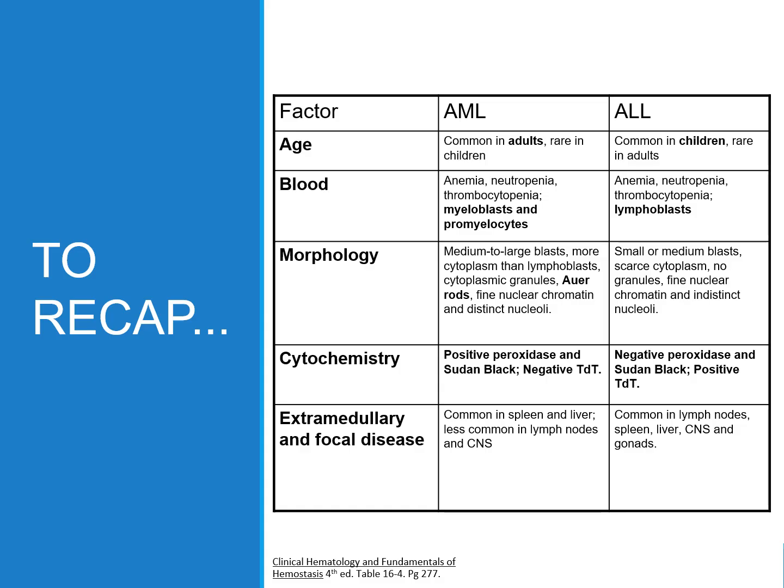Now with ALL, we might see small or medium blasts with very little cytoplasm. We won't see granules in those. We may have fine nuclear chromatin and indistinct nucleoli. Now you might say, what the heck is fine nuclear chromatin? Well, it means smooth. It means that it doesn't look chunky. And the smoother your nuclear chromatin is, usually that is a sign or an indicator of immaturity in terms of white cells.